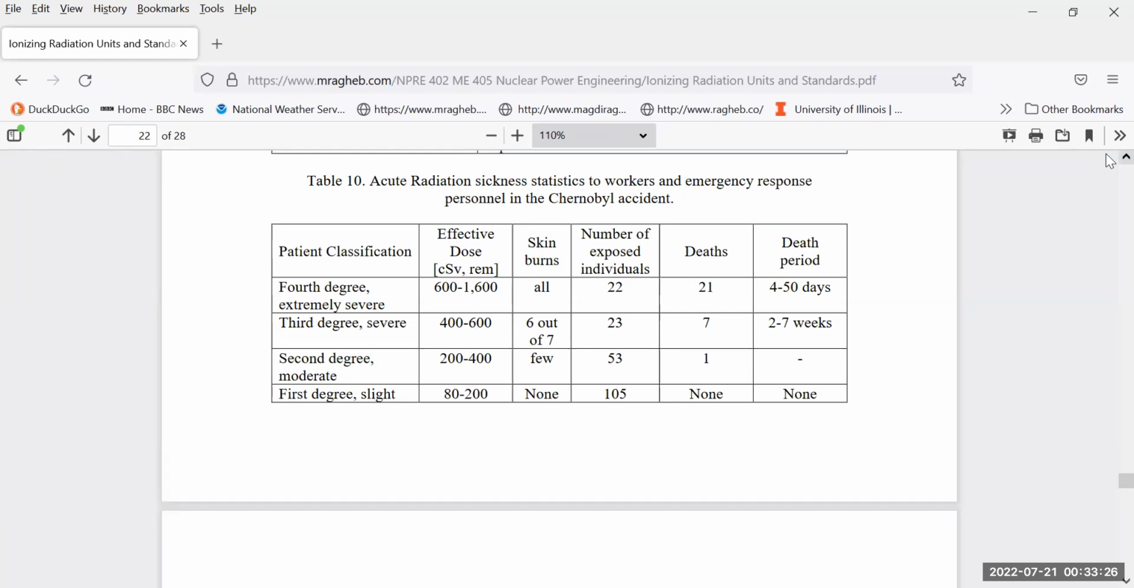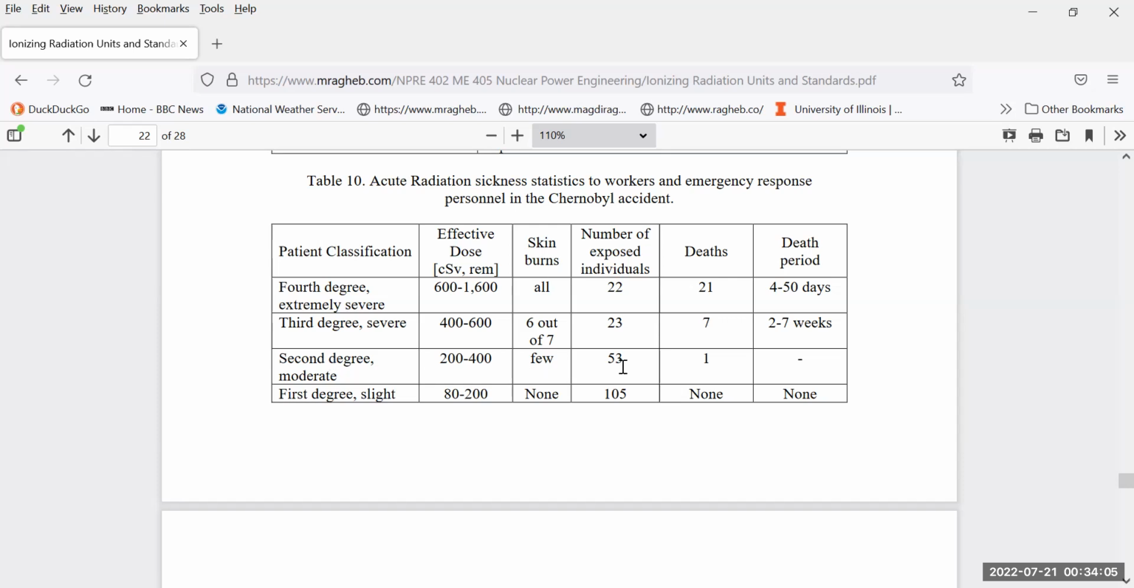The beta particles deposited themselves on the skin and caused fourth-degree burns. So they died really of the skin burns. 22 individuals died in the fighting of the fires of the core, which was graphite or carbon, in the Chernobyl accident, and that resulted from skin burns, really. 32 individuals died within 4 to 50 days. Third-degree burns: 23 others did not get all of them skin burns, but 23 also died.